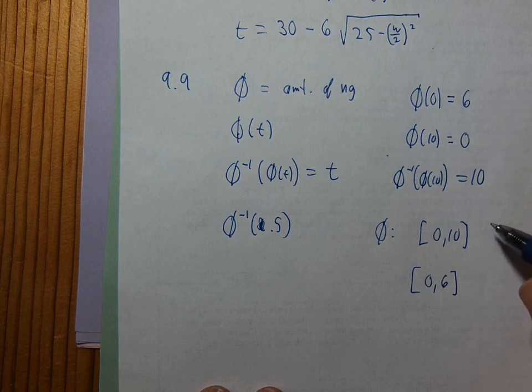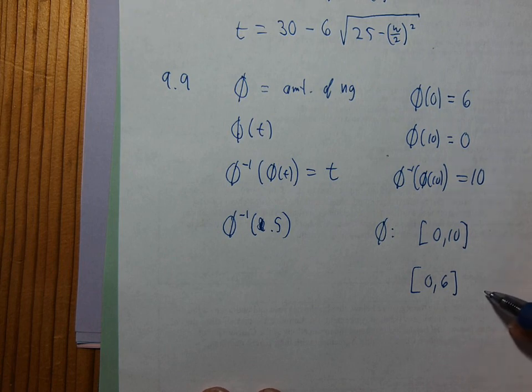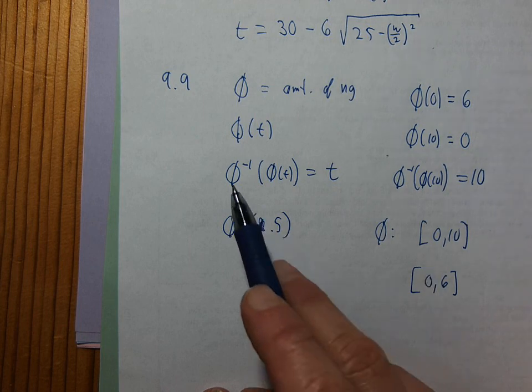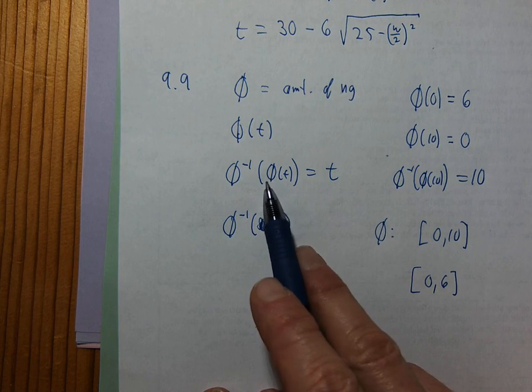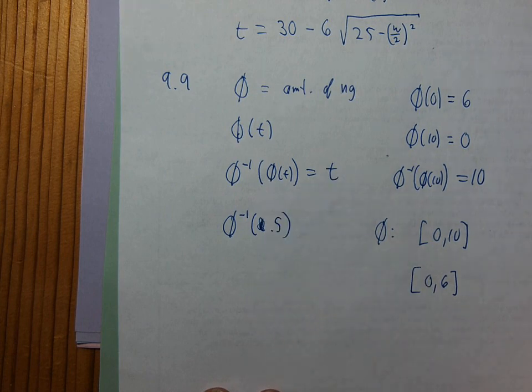And then for phi negative 1, it's just the opposite. If this is the domain, that's the range. If this is the range, that's the domain. It's always the opposite. So hopefully that helps with 9.9. It's a little bit confusing, but once you understand what they're talking about, inverse functions get rid of the regular functions, and you just get what's left in the parentheses.